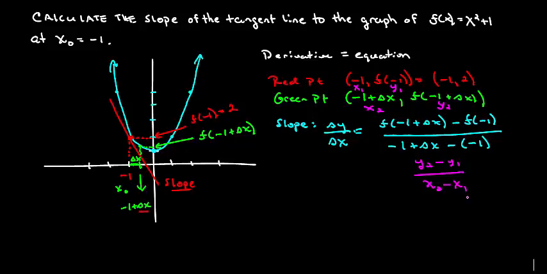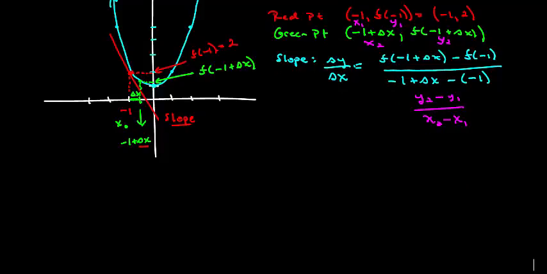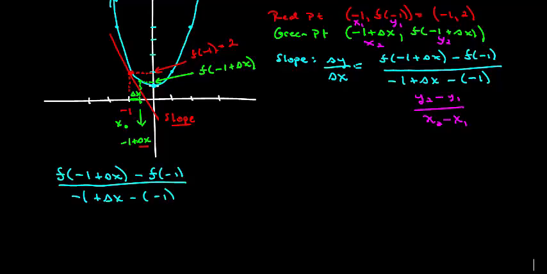So, okay, what are we gonna do? Well, we gotta do a little bit of algebra up top here. So I'm gonna rewrite it down here for a little bit more space. We have f at negative 1 plus delta x minus f at negative 1, and that whole thing is over negative 1 plus delta x minus negative 1. So we do some simplifying.